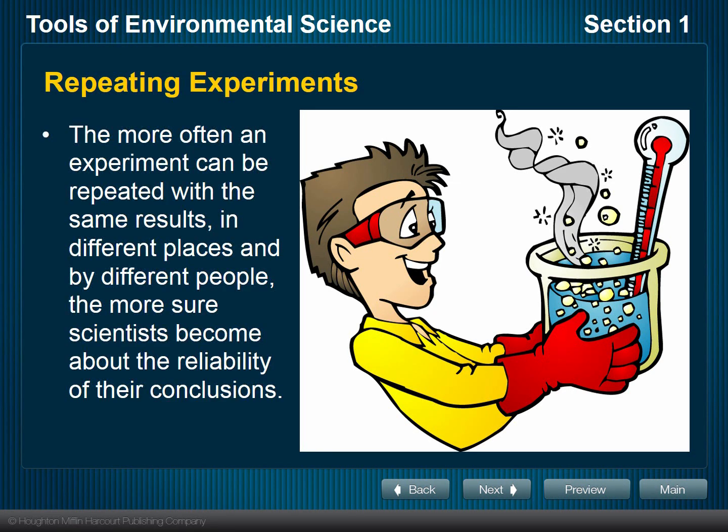Scientists often repeat their experiments. The more often an experiment can be repeated with the same results in different places and by different people, the more sure scientists become of the reliability of their conclusion. Scientists look for a large amount of supporting evidence before they will accept a hypothesis.